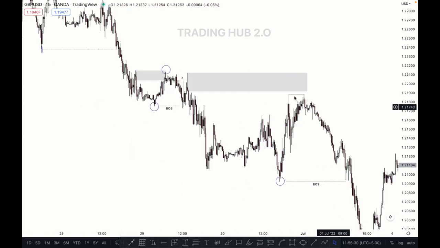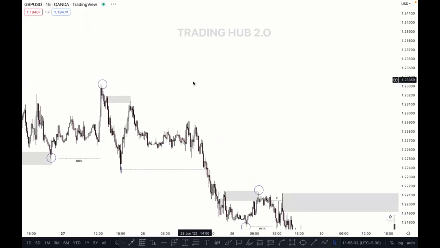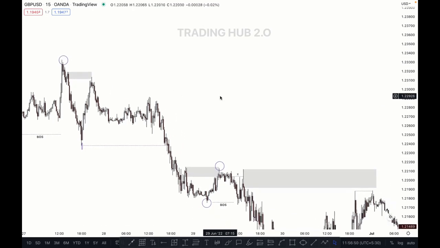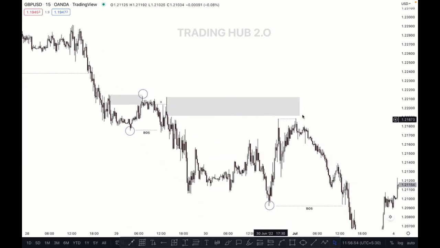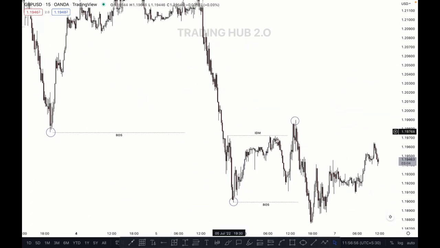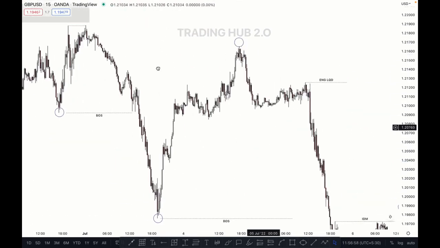On the extreme point you can see it breaks the structure, mitigates this order block and pushes downside. Maybe this time you can catch this move, because after the tap you can check in a lower time frame to see if everything fits our criteria. I will show you exactly how we can catch every move like this and this, and this one also.